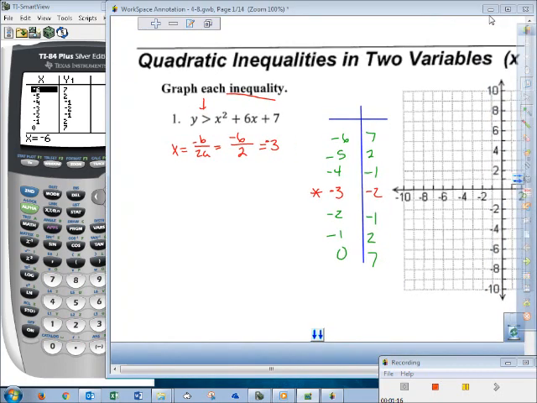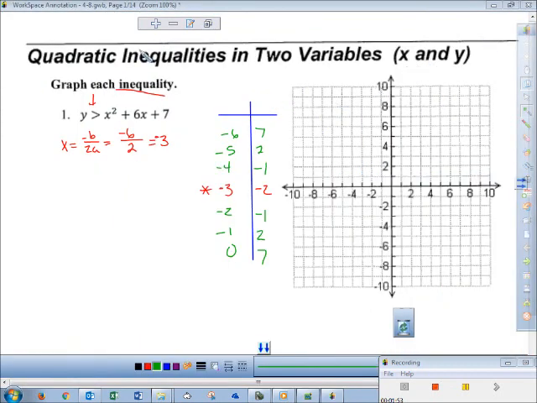And then when we graph this, this is a little different though, because it's an inequality. So we're going to plot the points. I like to start with the vertex first. Negative 3, negative 2. There's my vertex. Then plotting the other points. Negative 2, negative 1. And symmetry around him. Negative 1, 2. And then he pops over here. 0, 7. There's our y-intercept.